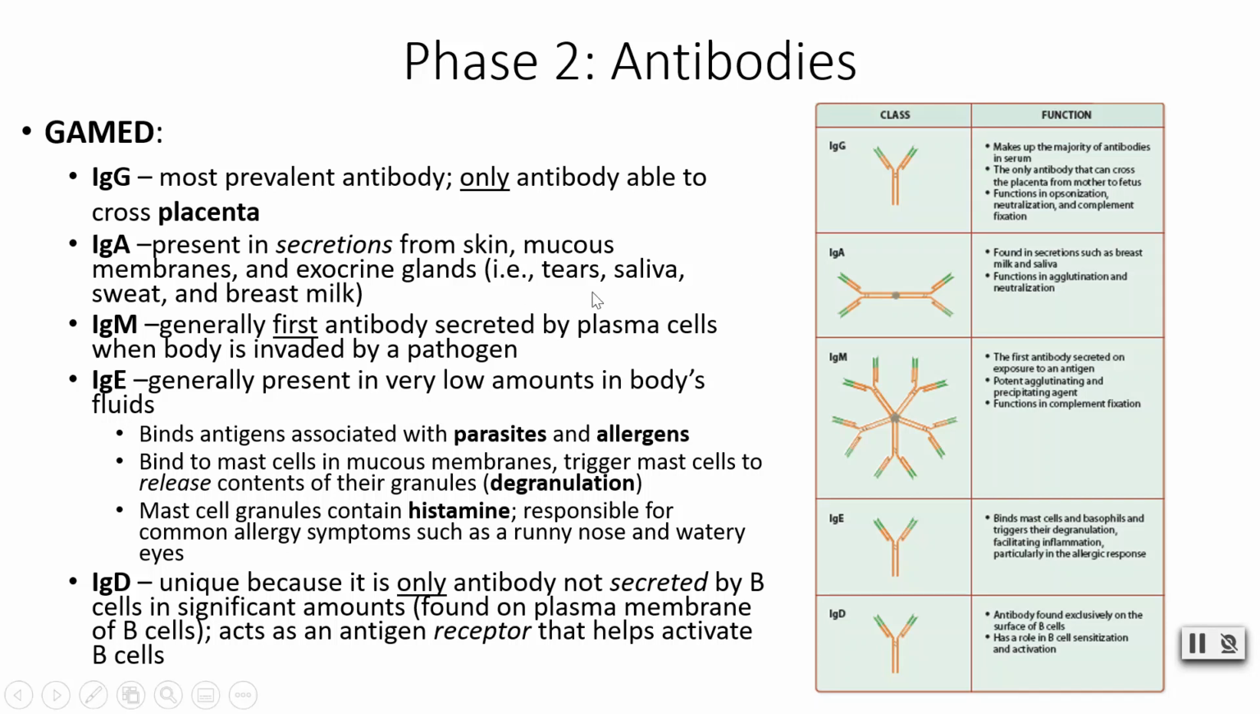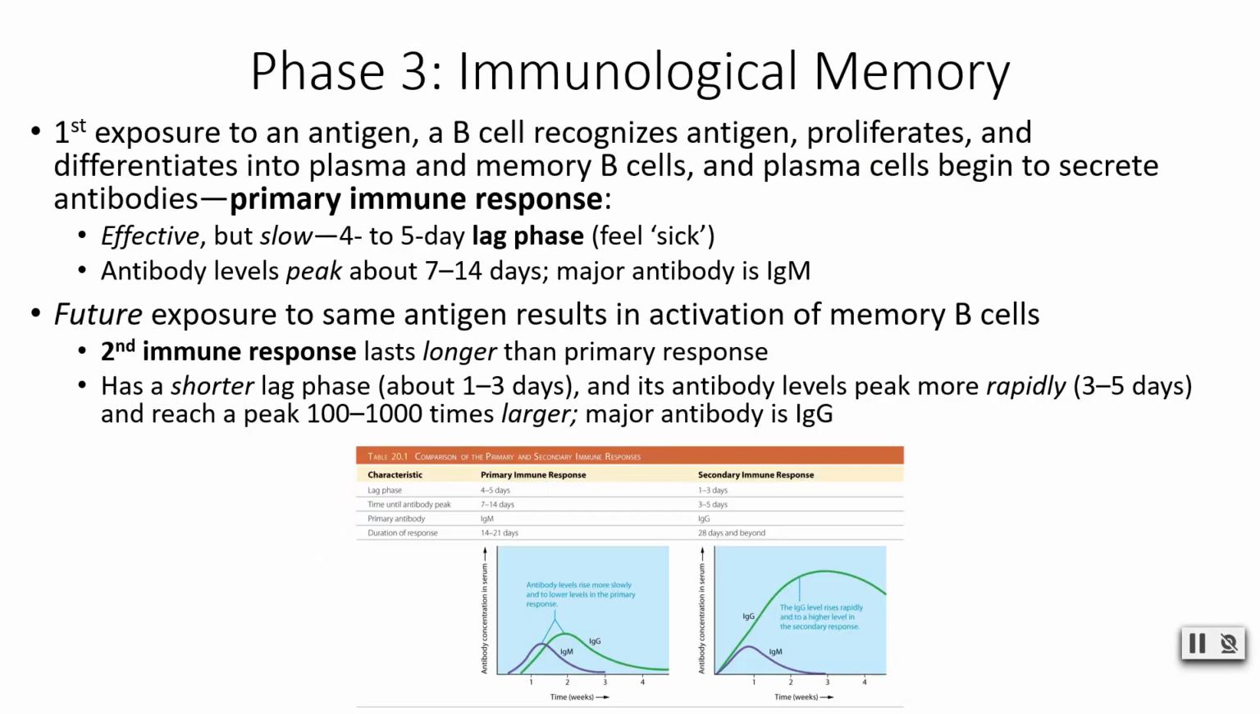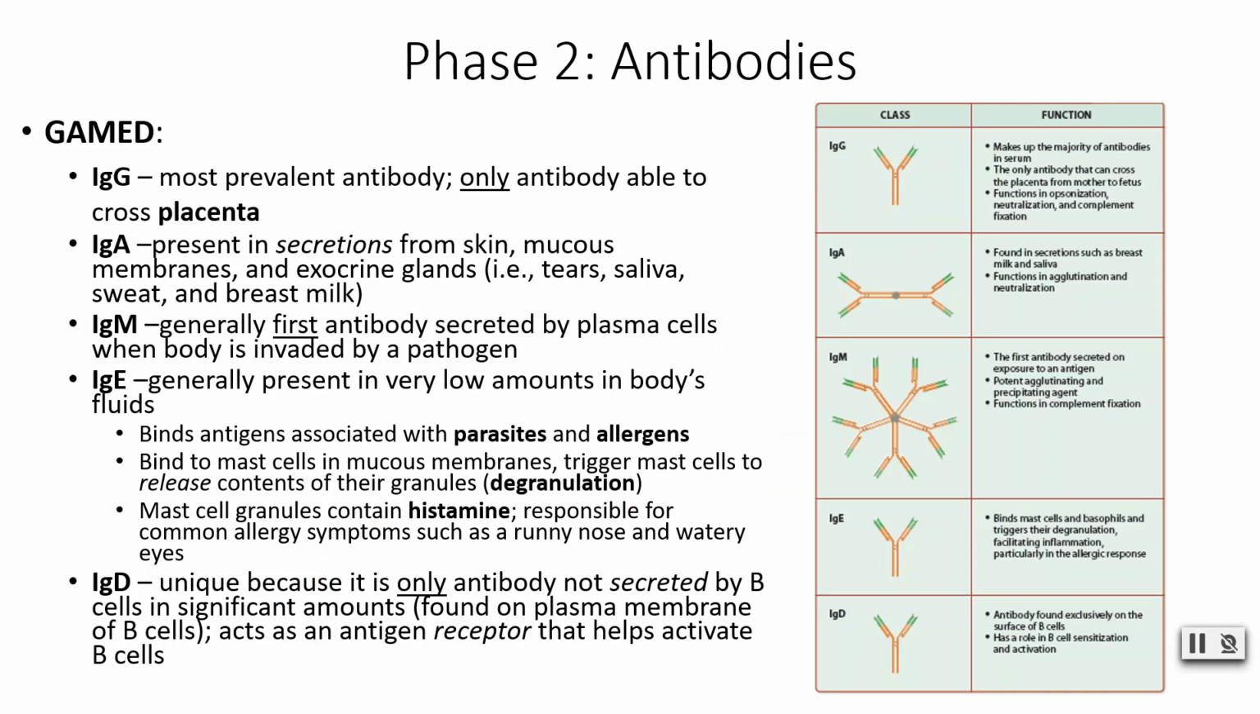Now IgA is found in the secretions from your body, okay, from your skin, your mucosal membranes, your exocrine glands. So you have these in quite a few body fluids, your tears, your saliva, sweat, even breast milk. Okay, so we've got another way that we can send antibodies to a newborn baby.